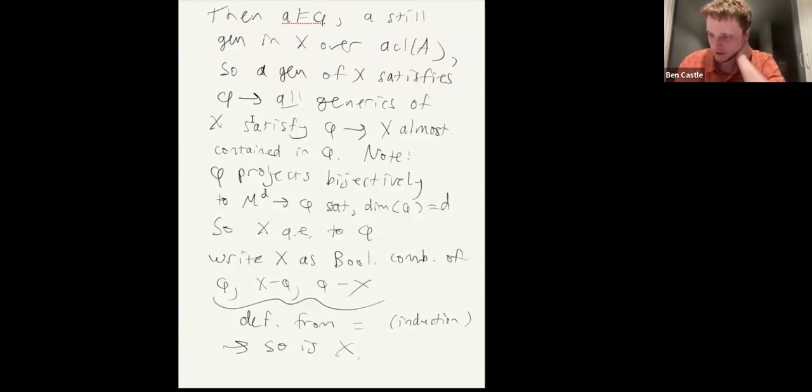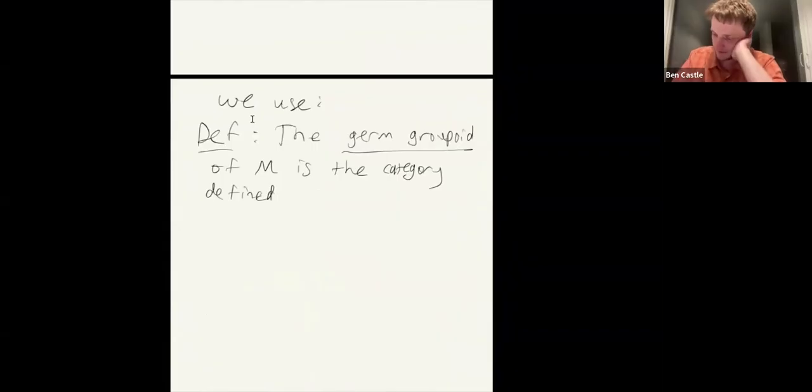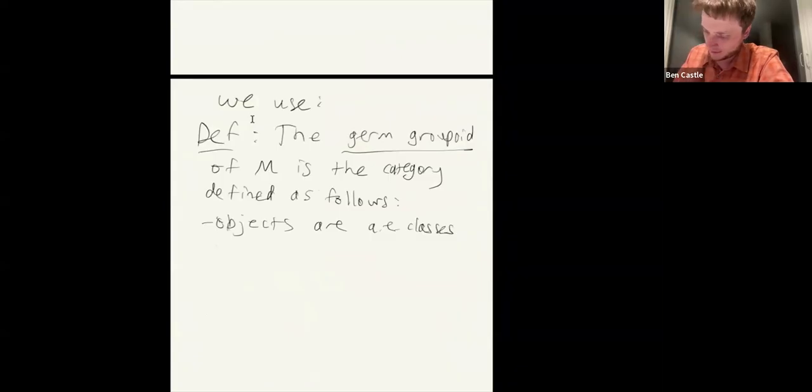Okay. All right, so this germ groupoid, it's a category defined as follows. Normally people use the word germ, they just don't use the word groupoid because they don't consider the whole thing. I prefer to consider the whole thing. So the objects of the category are strongly minimal sets up to almost equality. So almost equality classes of strongly minimal sets in MEQ. Okay, so they're almost equality classes of stationary definable sets in MEQ that have dimension 1.